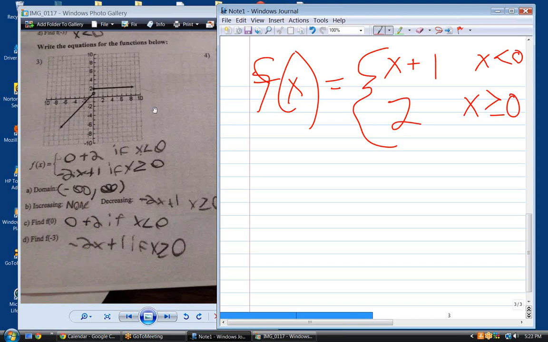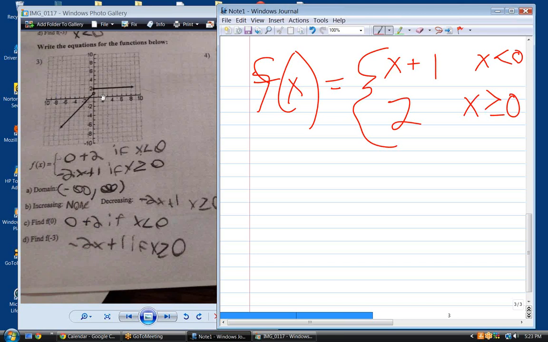So this one is never increasing. Okay, what is f of 0? First of all, which function are we going to use when we evaluate f of 0? If x is greater than or equal to 0. Okay, so what's the answer to f of 0? It's 1. What is it? Read it off of there.